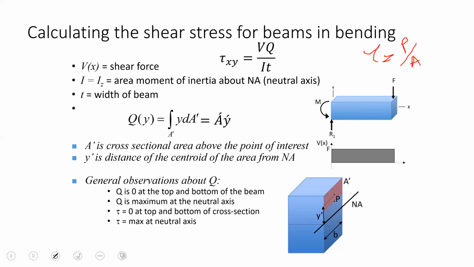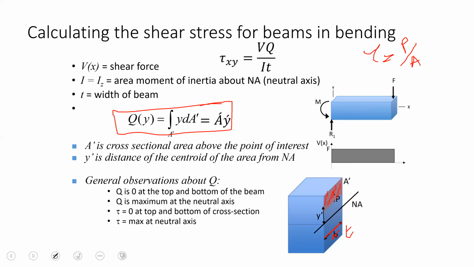T is basically the width of the section. This is T, this is not B. In fact, this is T, right? And what is Q? Q is the first moment of area, which gives me information about the centroid, right? And how do we calculate it? This is the expression for Q. We calculate it by integrating over the area A dash. This is the area A dash over here, so A dash and Y dash.